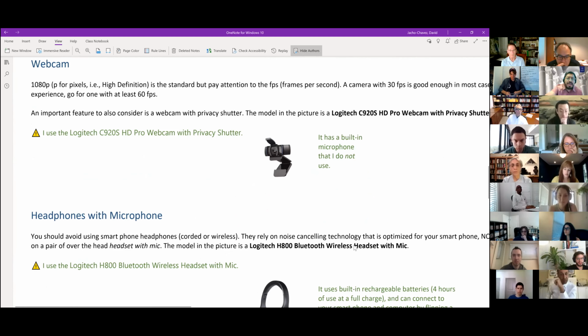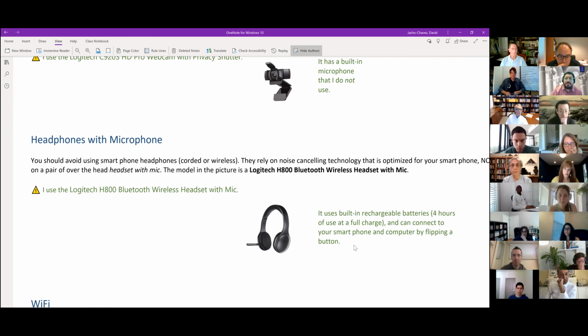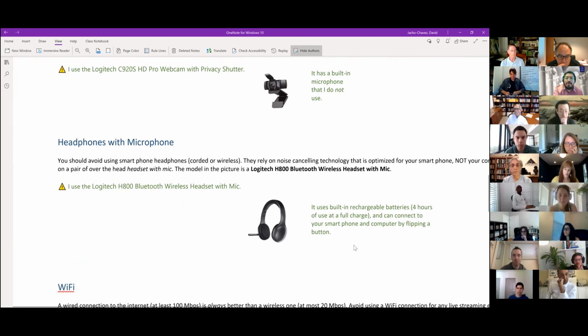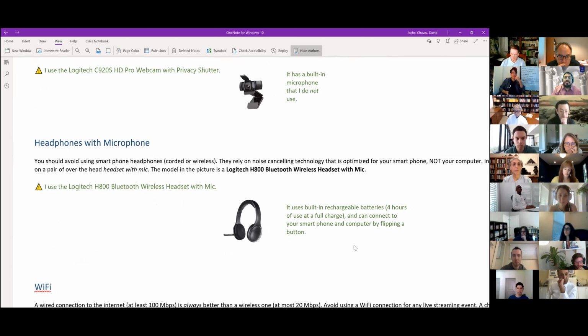When it comes to headphones with a microphone, I am very low tech. My very low tech means that I'm using this Logitech H800 Bluetooth wireless headset with mic. That's the one you see me wearing right now. The important thing I want to emphasize here is that I strongly recommend against using smartphone headphones, those corded or wireless ones, because they are designed with noise canceling technology for your smartphone, not for a computer.